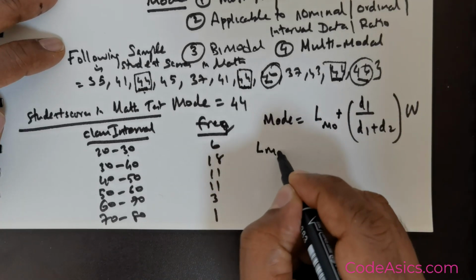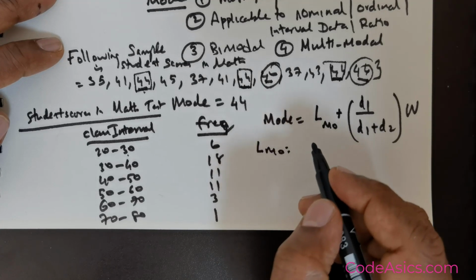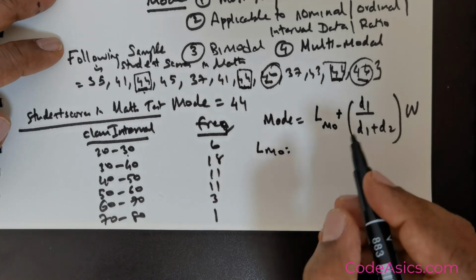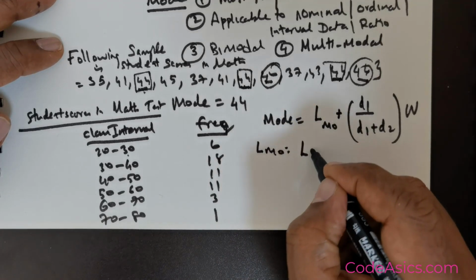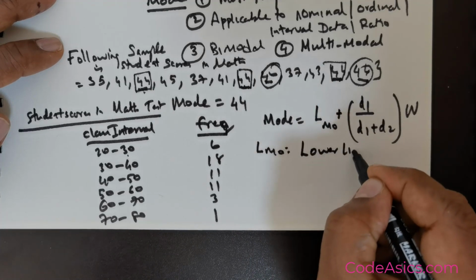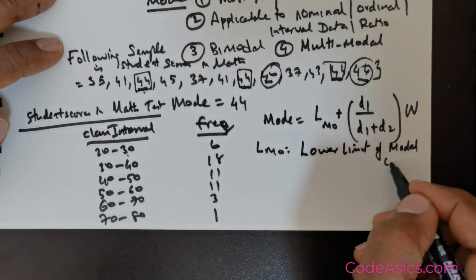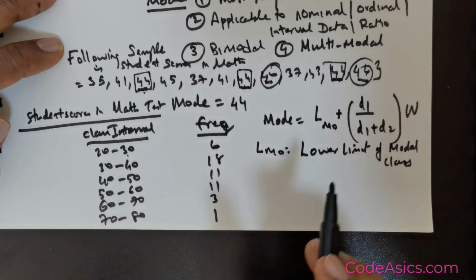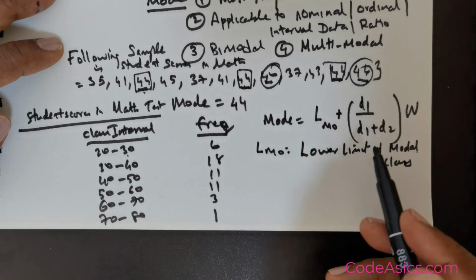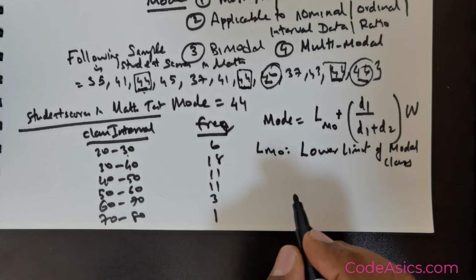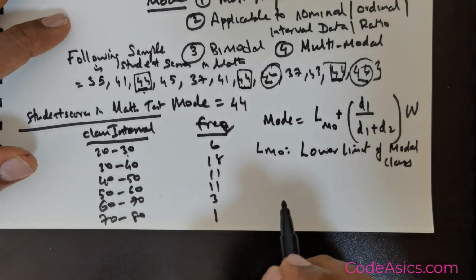Now what is LMO? This is nothing but the lower limit of the modal class, and D1 and D2, I will show you how to extract D1 and D2. So we need to first locate the modal class.